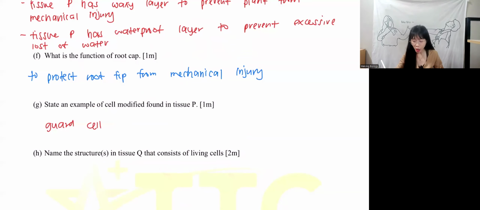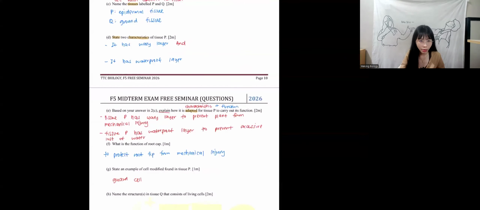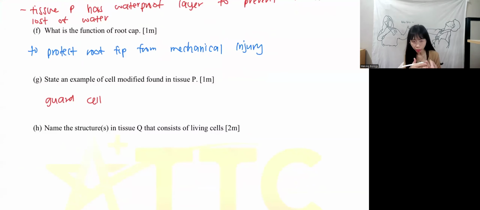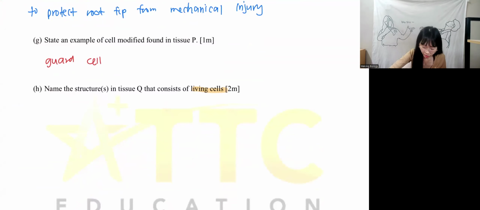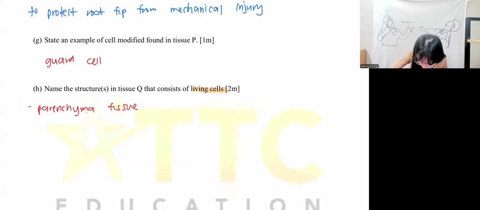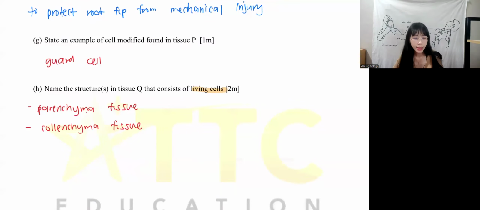Name the structure in Q that consists of living cell. In Q, which is the ground tissue, we have 3 ground tissue, which is parenchyma, collenchyma, and sclerenchyma. Which one is a living cell? Can say protect apical meristem tissue from mechanical injury? No, only root tip. Parenchyma and collenchyma, very good. Parenchyma and collenchyma, because sclerenchyma is not a living cell. So we have parenchyma tissue and collenchyma tissue. Sclerenchyma tissue, it's your dead cell.